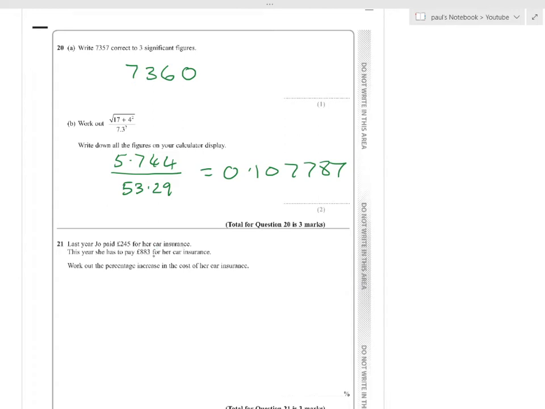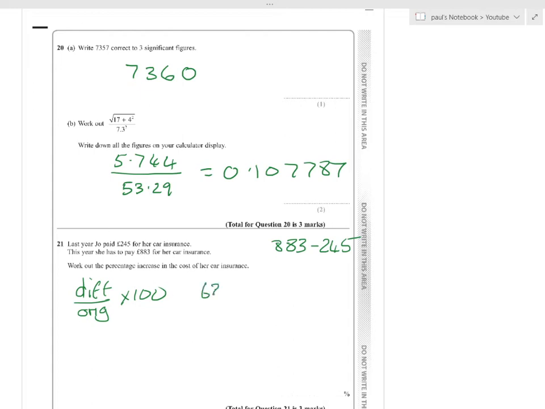Right, last year Jo paid £245 for car insurance. This year she has to pay £883. What percentage increase? So the percentage increase is the difference over the original times 100. Now the difference is these two. So 883 take away 245 is 638.